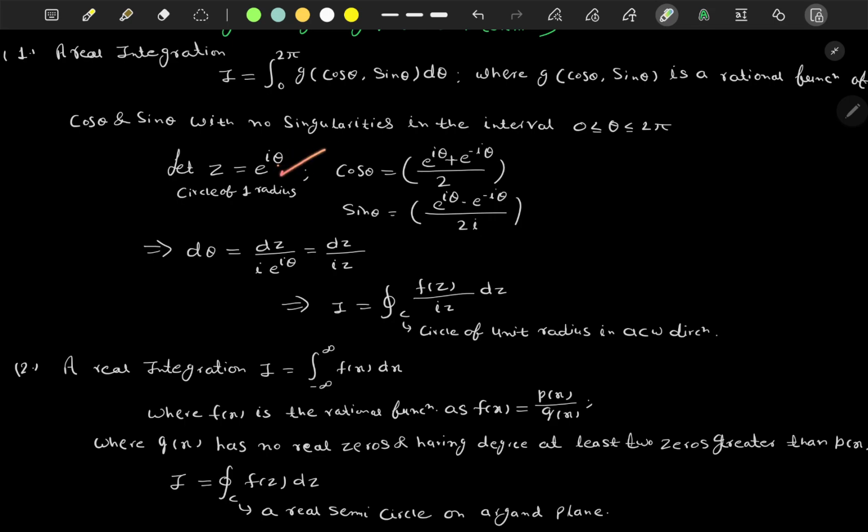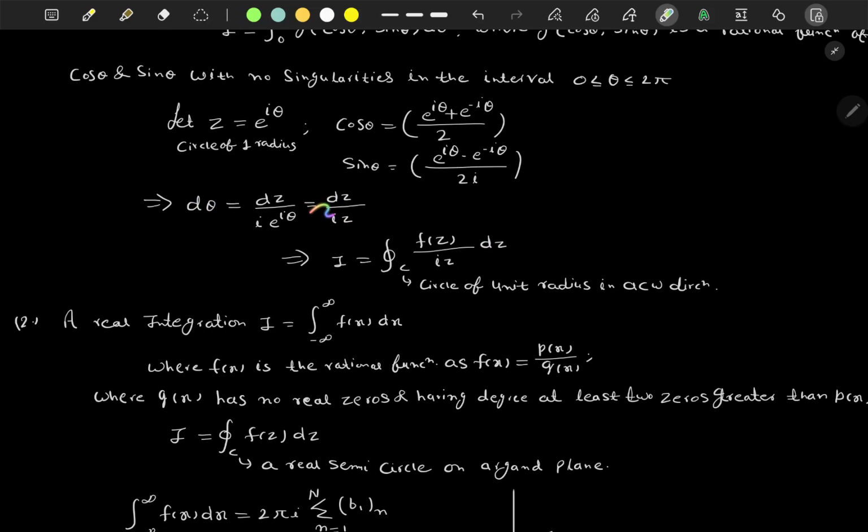What is it representing? Whenever you take z equal to e raised to the power i theta, it is simply representing the circle of radius 1. You know cos theta is this and sin theta is this. When you calculate dz, it is e raised to the power i theta times iota d theta, so it will convert into iota z d theta. So dz will be iota z d theta. Put those values in the integral and you will calculate the value. It will be solved out as (z plus 1 by z) upon 2, which will be converted to (z squared plus 1) upon 2z, and sin theta will be (z squared minus 1) upon 2z iota.